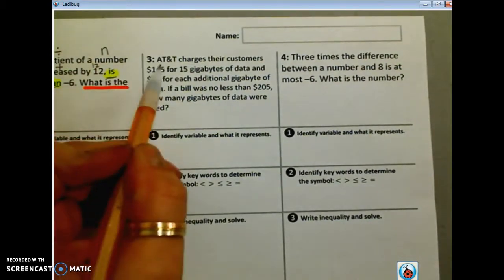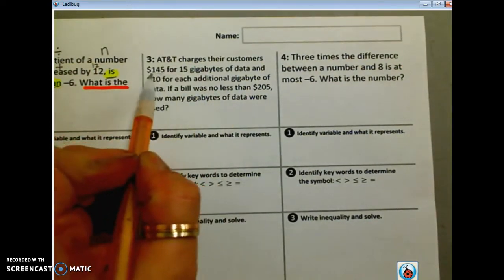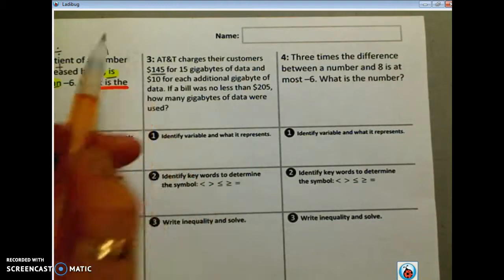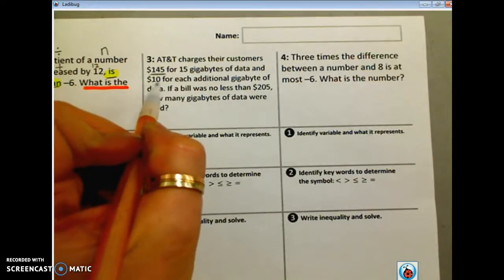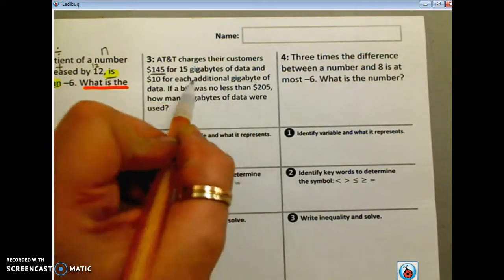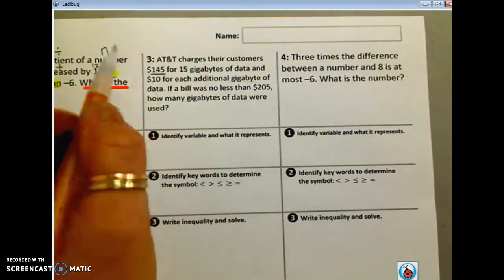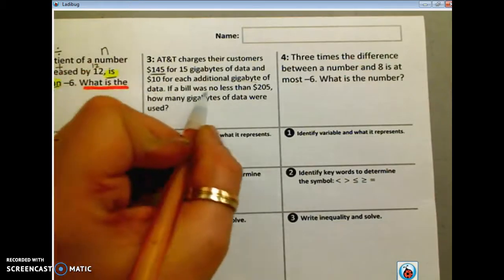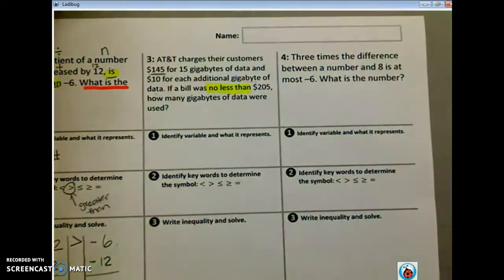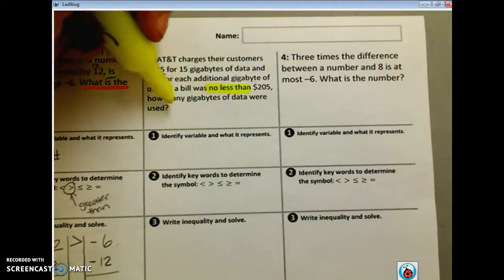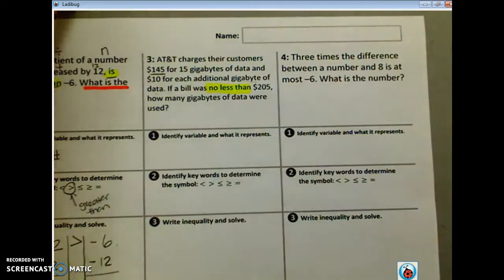Okay, so AT&T charges their customers $145 for 15 gigabytes of data and $10 for each additional gigabyte of data. Right? If a bill was no less than, that's interesting, it was no less than, so that's kind of like a double negative there. It wasn't less than, so it must have been greater than 205. How many gigabytes of data were used?